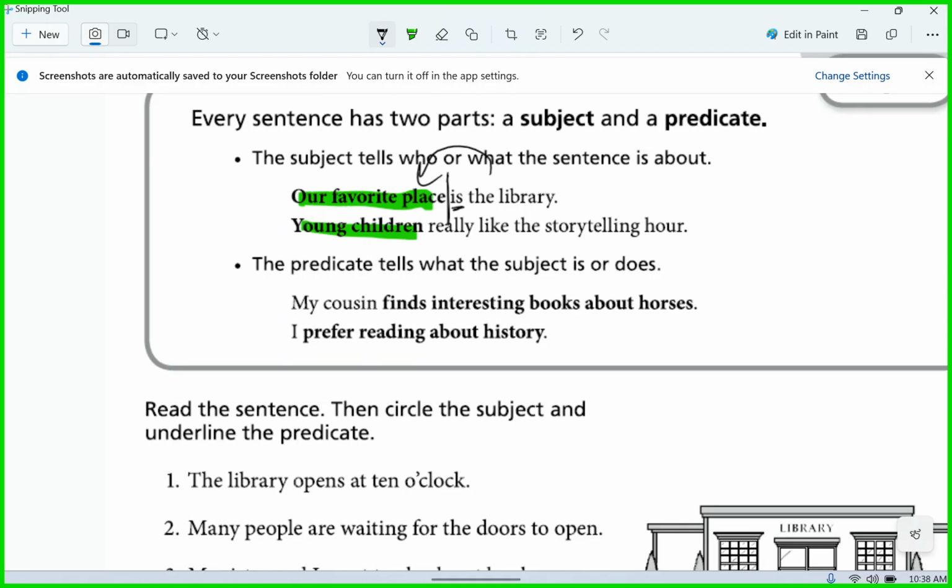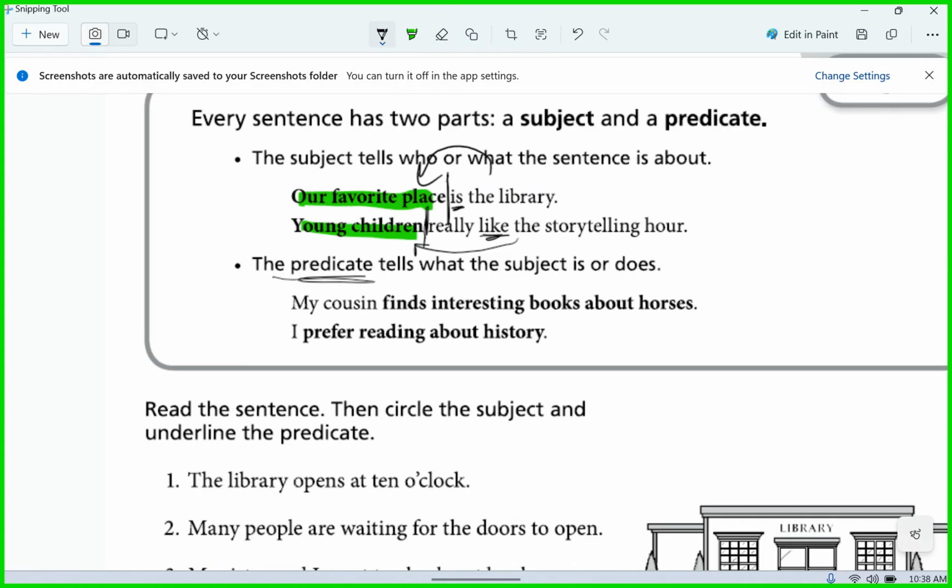Young children is the subject. What about the young children? Well, they really like the storytelling hour. And guess what? The verb is like. The adverb is really. How do they like it? They really like it. Now, the predicate tells what the subject is or does.